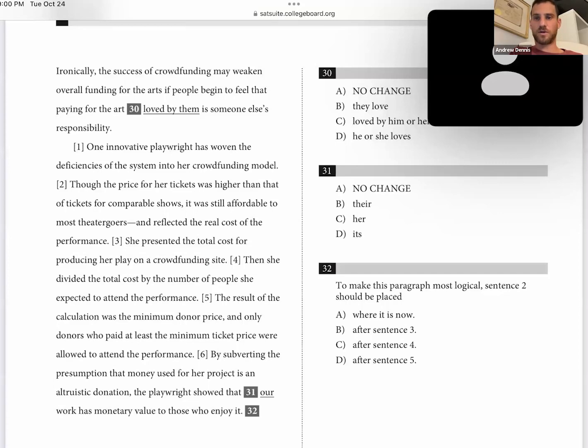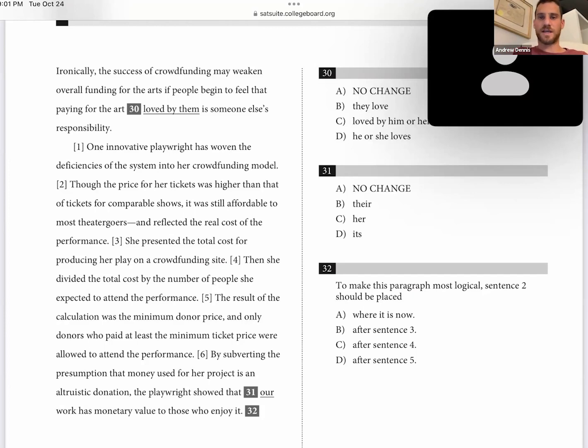The result, then she divided the total cost by the number of people she expected to attend the performance. The result of the calculation was the minimum donor price, and only donors who paid at least the minimum ticket price were allowed to attend the performance. So should it go after 3, 4, or stay where it is now? Or after sentence 5. The result of the calculation was the minimum donor price, and only donors who paid at least the minimum ticket price were allowed to attend the performance.